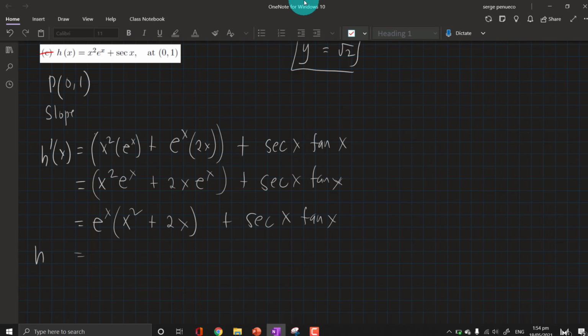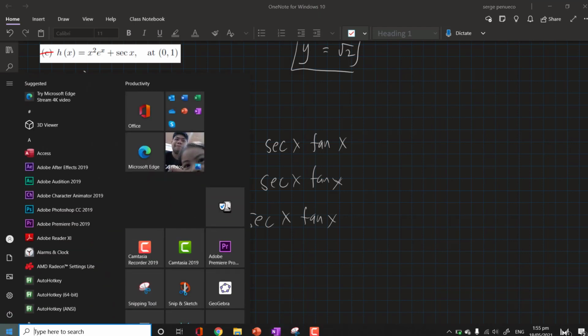Kunin natin yung h prime of 0. So, that will be e raised to 0 is equal to 1. So, this is 0. 0 squared plus 2x is magiging 0 din. 0 plus 0 is 0. Pag minultiply mo yun dito sa e raised to x, is 0 ito. Then, ang second 0, kung pipindutin ninyo sa calculator ninyo, pakita natin.